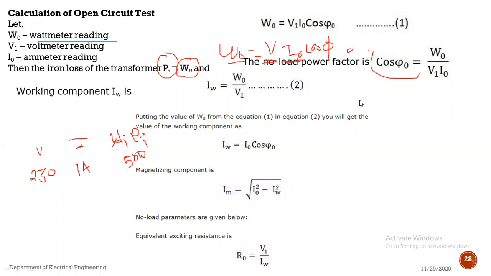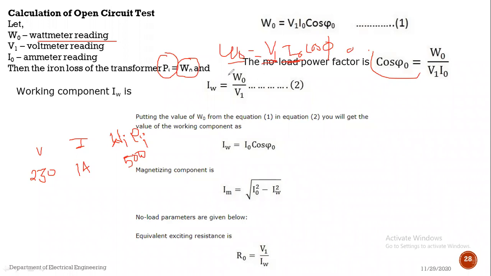Similarly IM, that is magnetizing component. Magnetizing component is equals to I0 into sin of phi 0. So phi calculate केल्यानंतर we are able to calculate sin phi 0. So once the sin phi 0 can be calculated, then we are able to calculate the no load parameters like no load resistance, or we can call it as exciting resistance, or the no load reactance, that is magnetizing reactance. So that is magnetizing component and the working component.